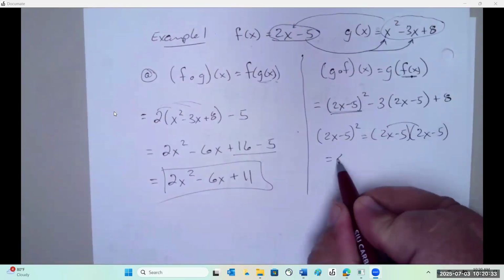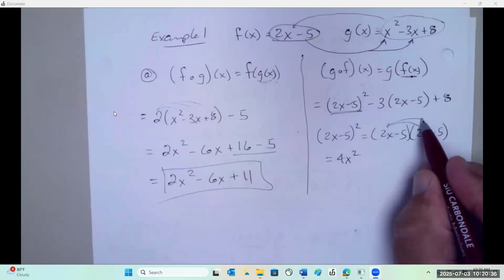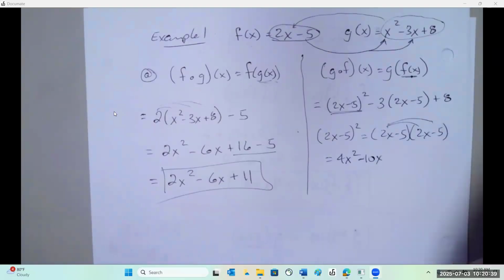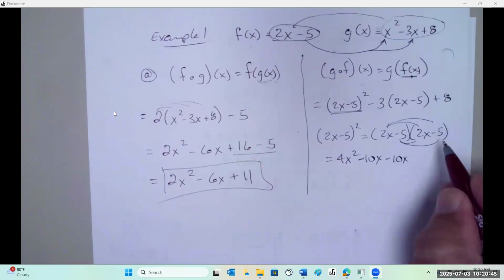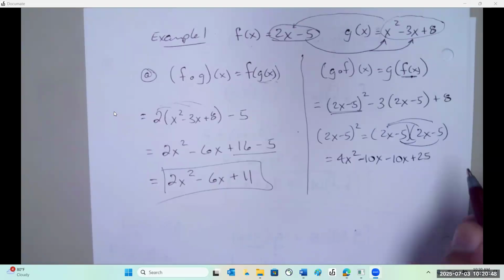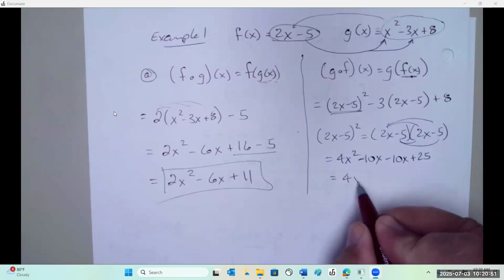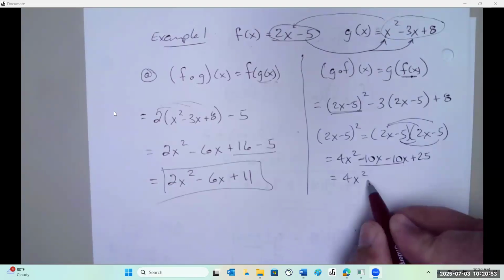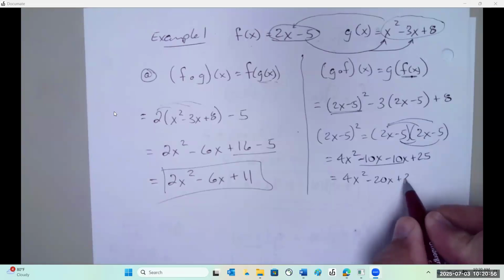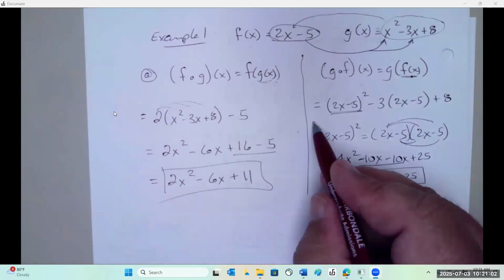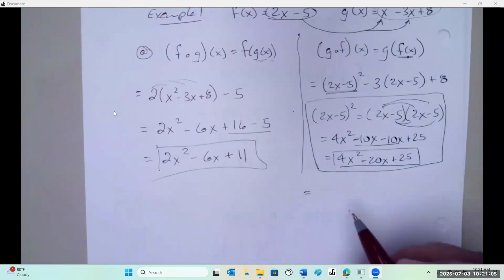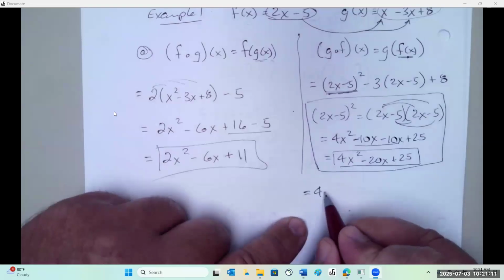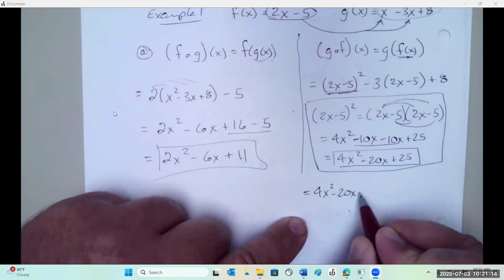2x times 2x is 4x squared. 2x times negative 5 is negative 10x. Negative 5 times 2x is negative 10x. Negative 5 times negative 5 is positive 25. So 4x squared minus 20x plus 25. So that goes in the first spot. So this becomes 4x squared minus 20x plus 25.